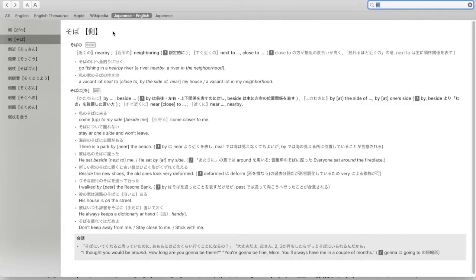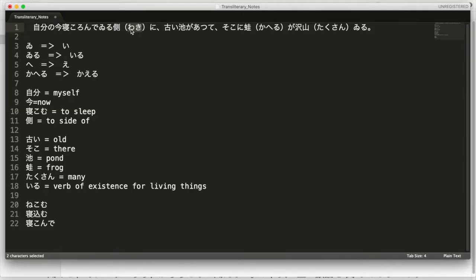I'm not going to focus too much on this word. So it's basically beside, right? So we can just think of it as beside. And then this is ni, which here is a particle talking about a location. A pretty straightforward use, right?